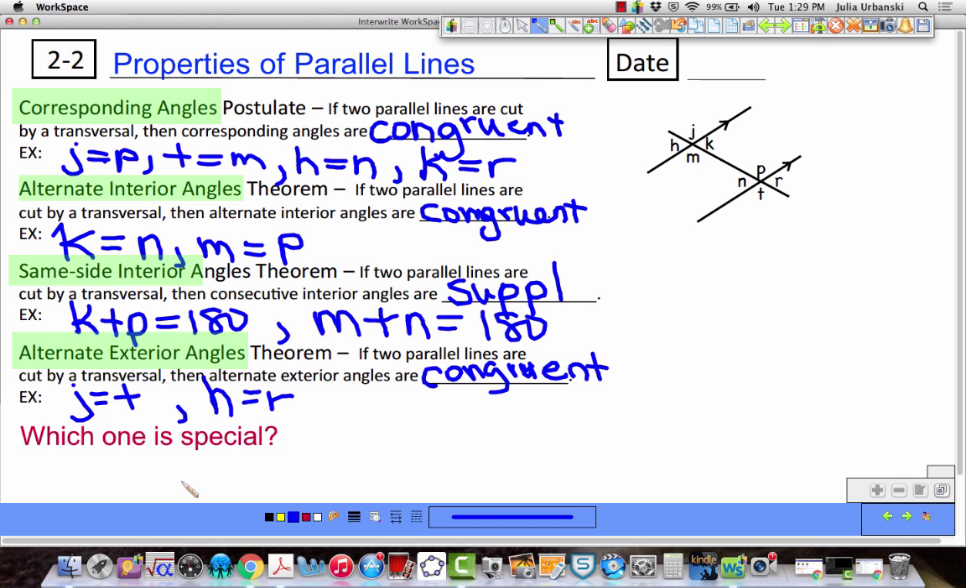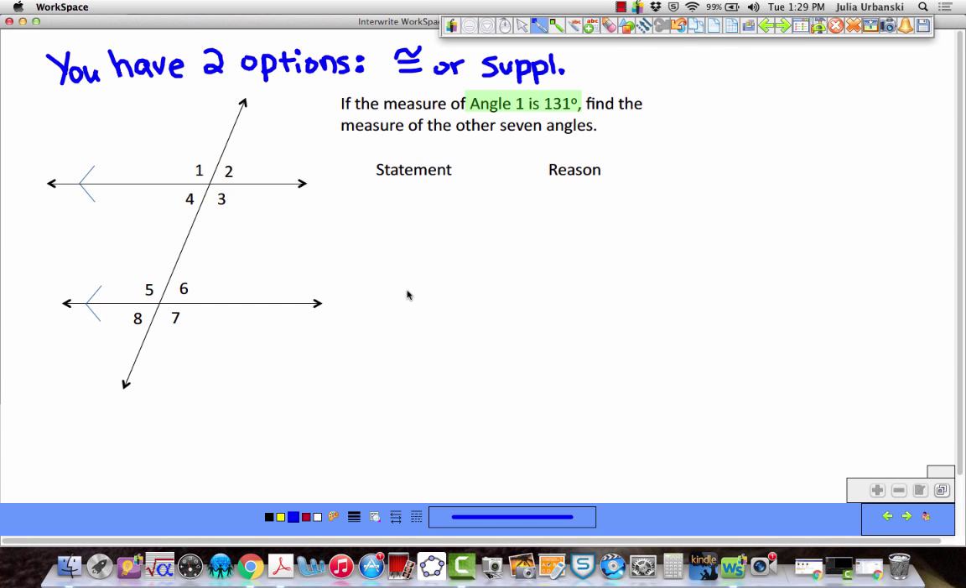Alright, the last thing we have to do for today is this section right here. And it's really easy. The only thing is you have to be able to give a statement of why. So you have 2 options whenever you have parallel lines cut by a transversal. Either they're congruent or they're what? Supplementary. Same side supplementary. Good.